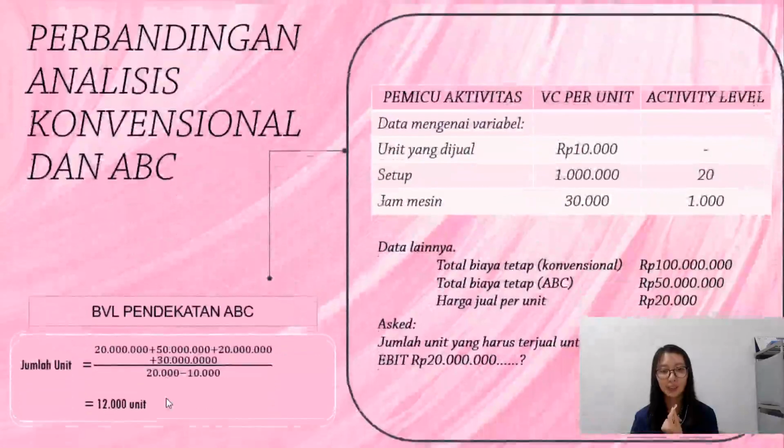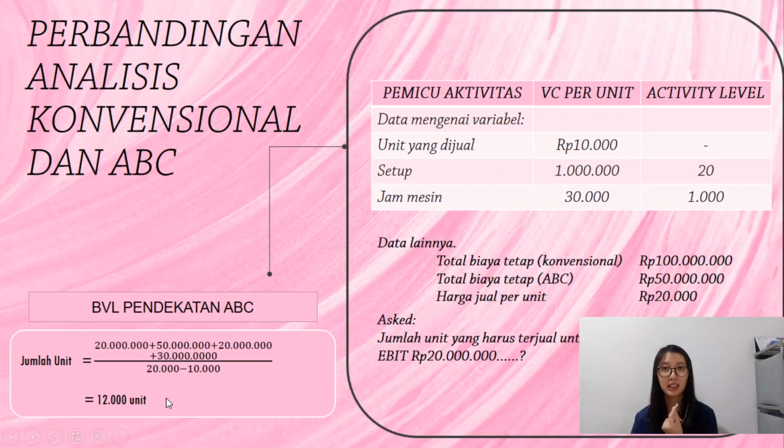And then the next one, we are going to use the ABC approach. The ABC approach also gives the same result, which is 12,000 units, but the formula is different. Here, the 20,000 comes from the EBIT plus the fixed cost, which is 20 million, plus 30 million, which comes from the cost based on the cost driver.